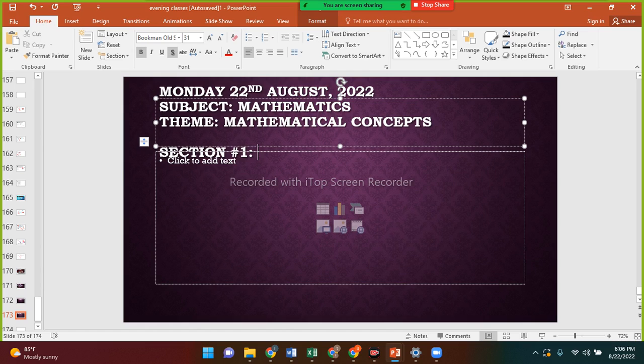Today we're going to begin looking at applying fundamental mathematical terminology.